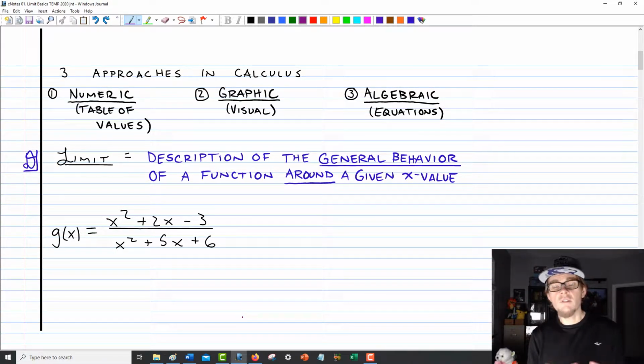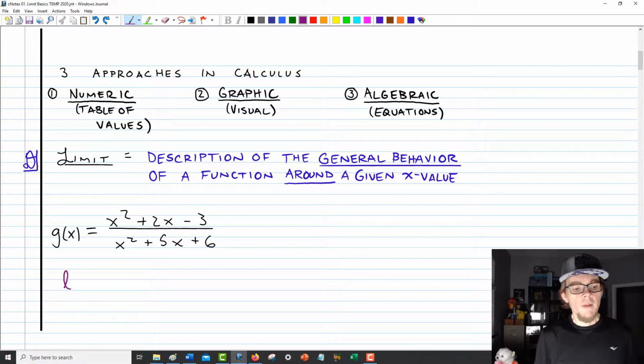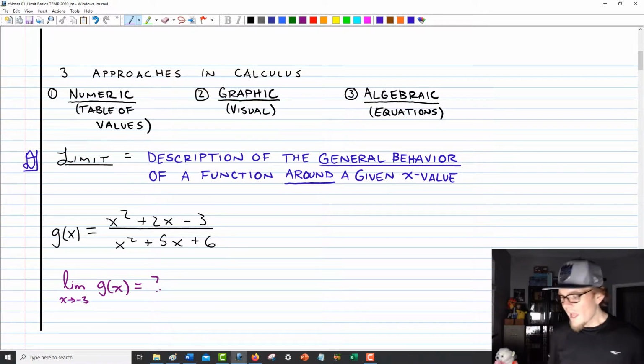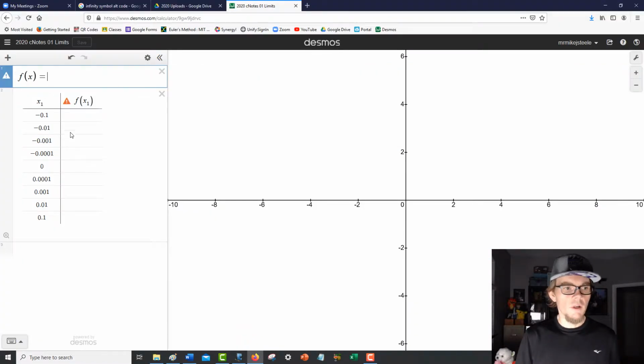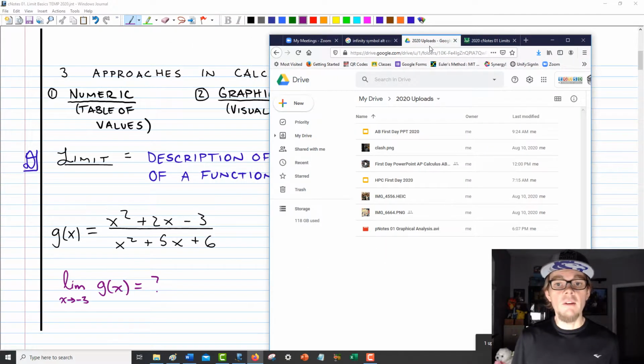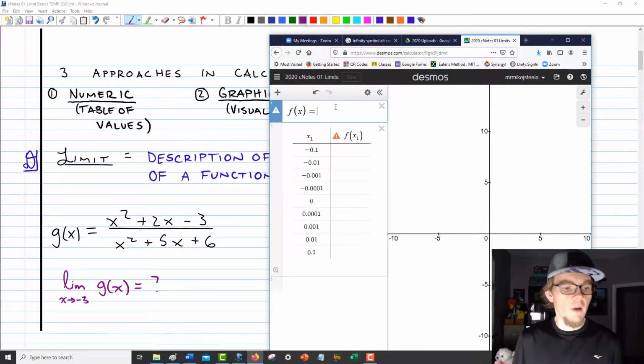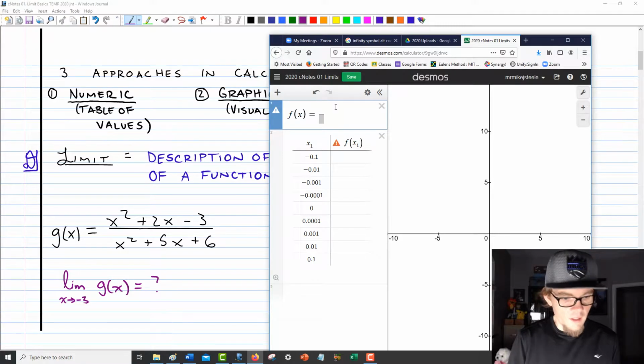And of course, this is just a function, there's no limit here. But we might be interested in, for instance, what is the limit as x approaches negative 3 of this function g of x? If we were to approach this using the different approaches that we have, we might get different values. One possibility is we could use a table of values and approach it numerically. So let's throw this in here.